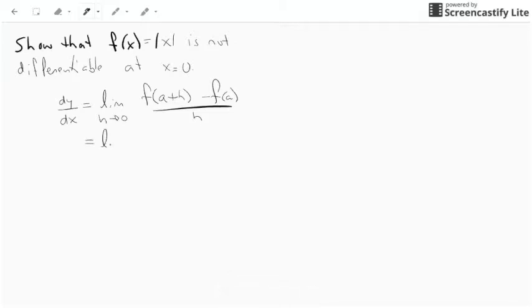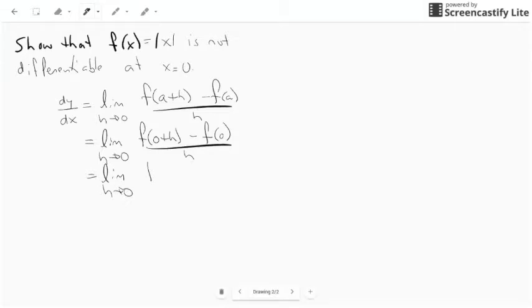I don't need to come up with the general expression for this first. I can do this very, very directly. So this will be f of 0 plus h minus f of 0 all over h. And so now this is the limit as h approaches 0 of the absolute value of 0 plus h minus the absolute value of 0 all over h. The absolute value of 0 is just going to be 0, and 0 plus h is just h. So this is just the absolute value of h over h.